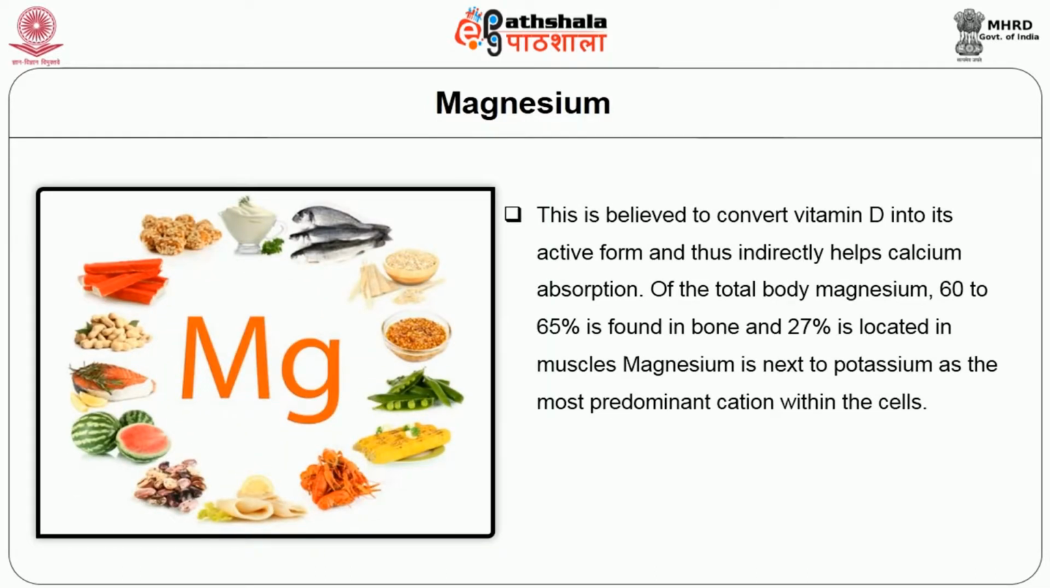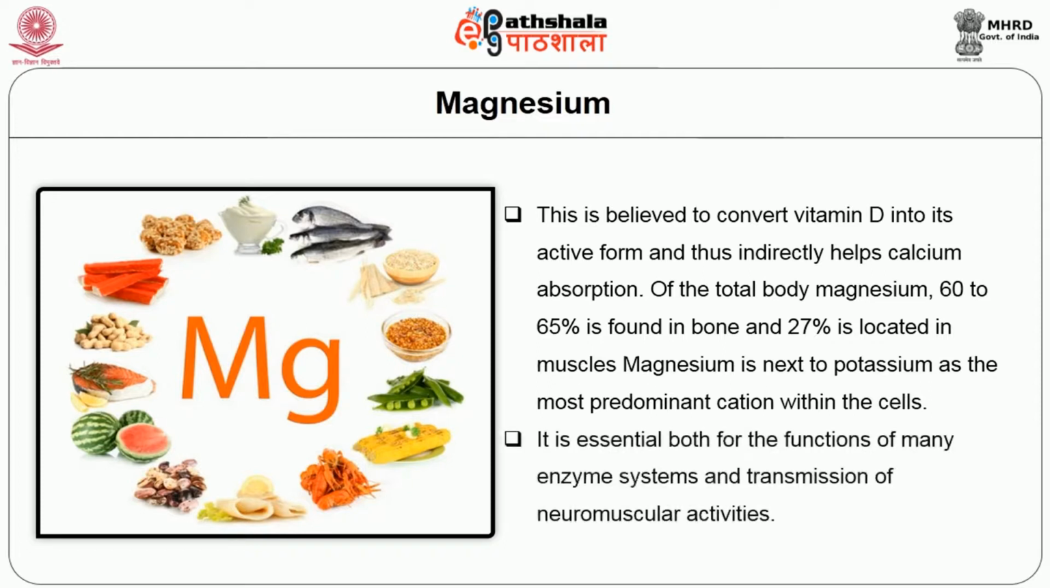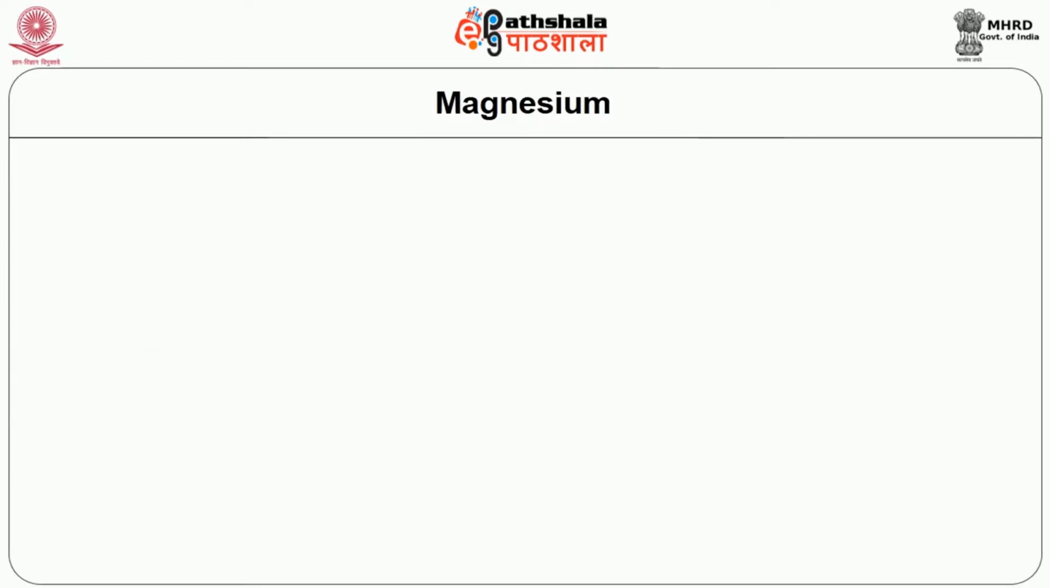Magnesium is believed to convert vitamin D into its active form and thus indirectly helps calcium absorption. Of the total body magnesium, 60 to 65% is found in the bone and 27% is located in muscles. Magnesium is next to potassium as the most predominant cation within the cells. It is essential both for the functions of many enzyme systems and transmission of neuromuscular activities.